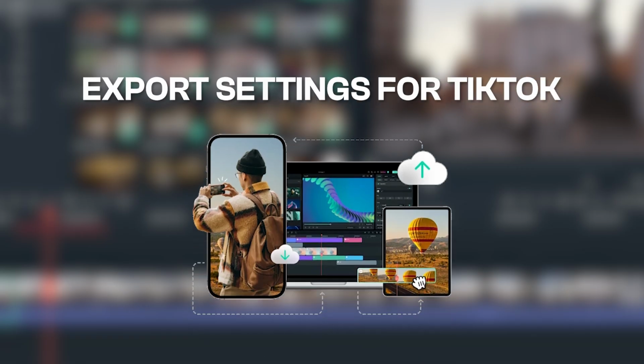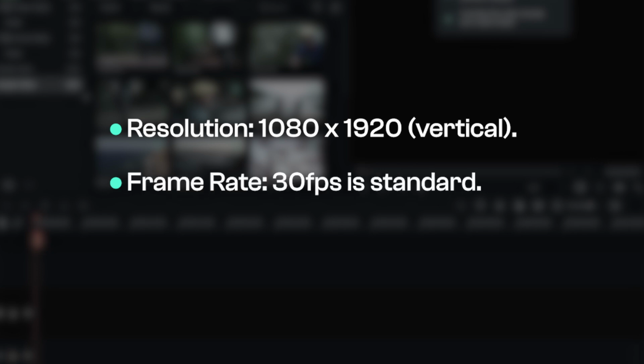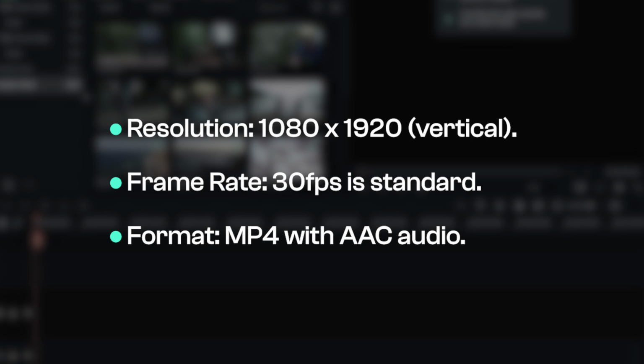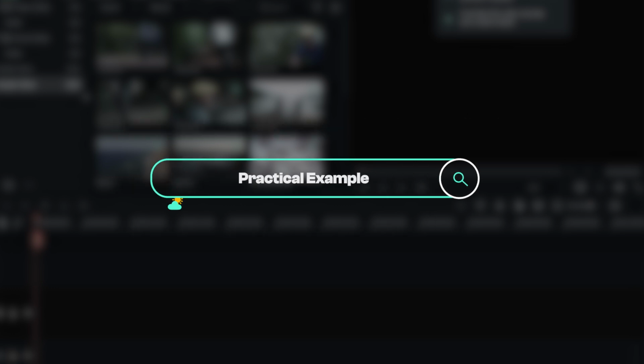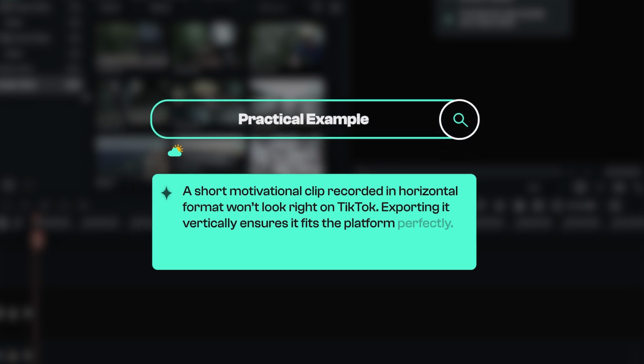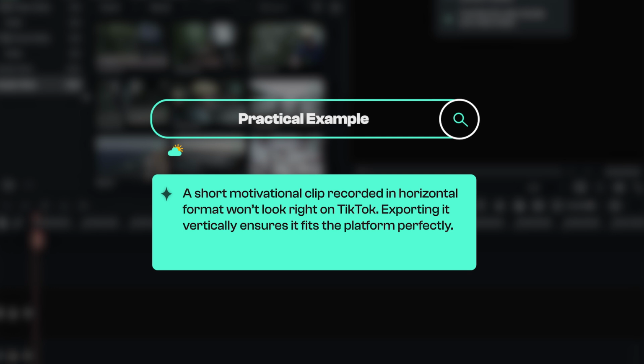Export settings for TikTok. Resolution 1080 by 1920, vertical. Frame rate 30 frames per second is standard. Format MP4 with AAC audio. Practical example. A short motivational clip recorded in horizontal format won't look right on TikTok. Exporting it vertically ensures it fits the platform perfectly.